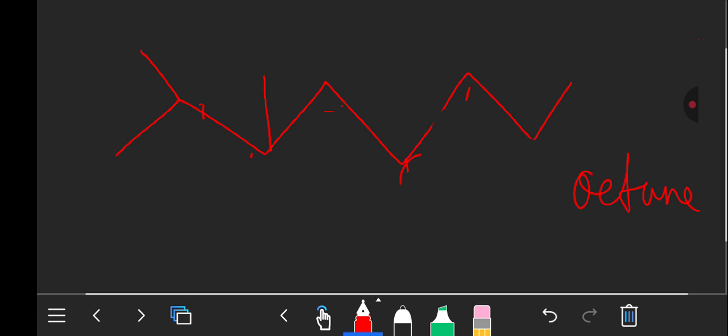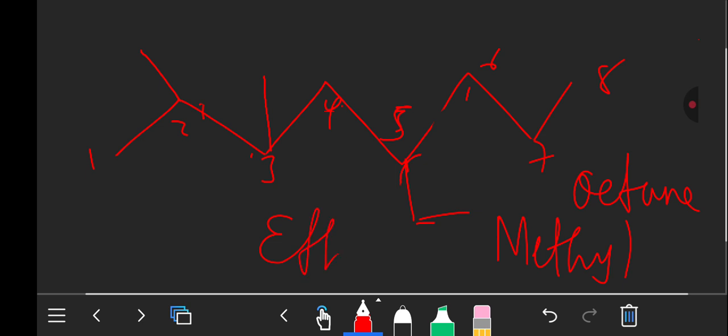When I number it from left to right, 1, 2, 3, 4, 5, 6, 7, 8. So at position number 2 I have a methyl. At position number 3 I have another methyl. At position number 5 I have this structure which is an ethyl, because methyl has the letter M, ethyl has the letter E as the first letter.